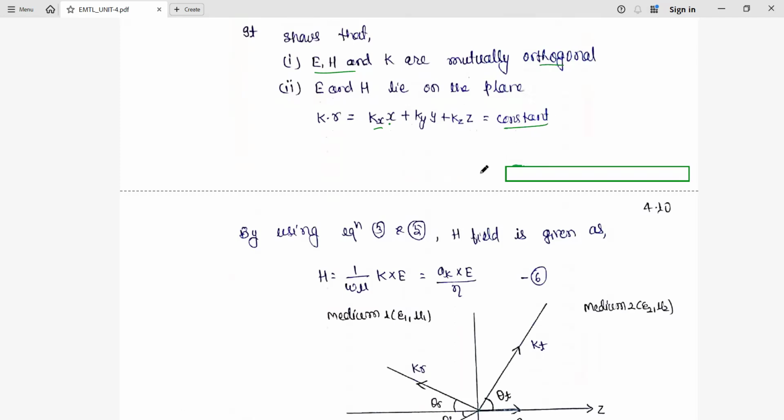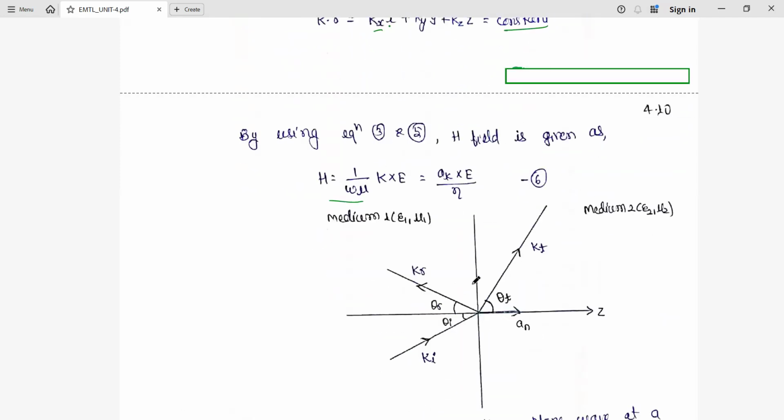So this is going to be the constant. Now we are going to utilize equations 3 and 5 to obtain the H field. So that H field is given as H equal to 1 by omega mu into K cross E. This can also be written as aK cross E by eta. This expression we already have earlier for the eta, how we are able to write.